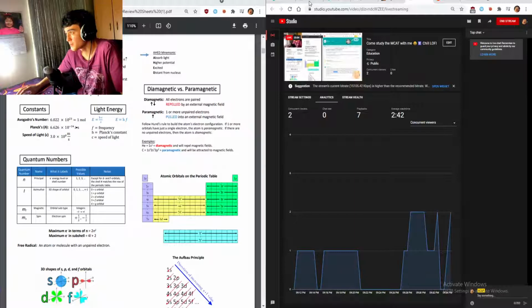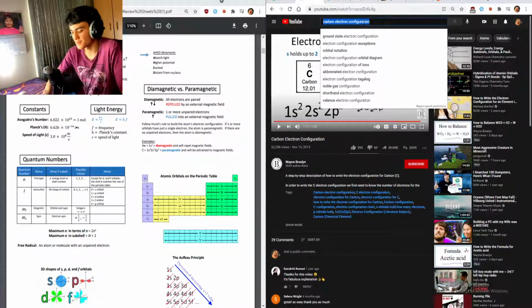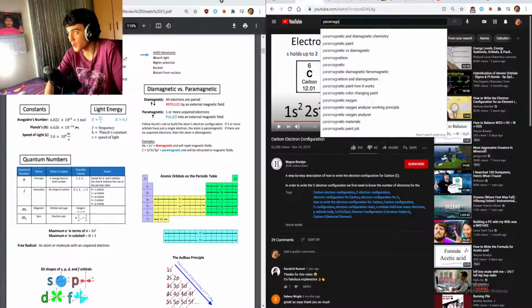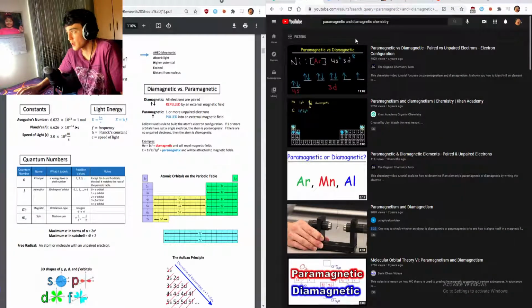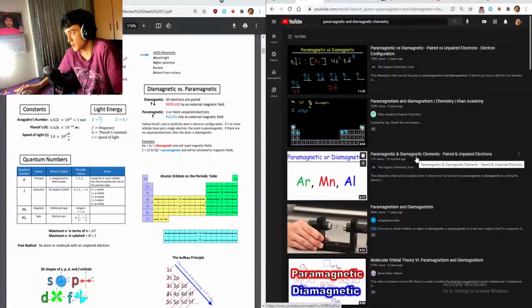Switch up a video. Paramagnetic and diamagnetic chemistry. Someone clearly made a mistake. Whether it's telling me it is diamagnetic, I'm saying it's diamagnetic. Here it says it's paramagnetic. Someone made a mistake here. Let's look at the simplest one.